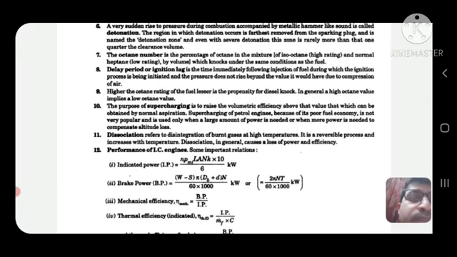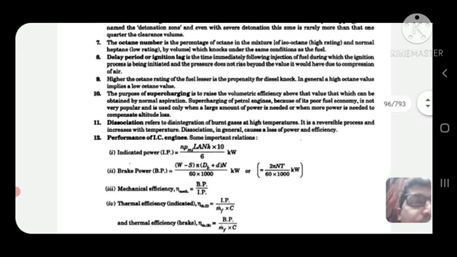The purpose of supercharging is to raise the volumetric efficiency above the value which can be obtained by normal aspiration.